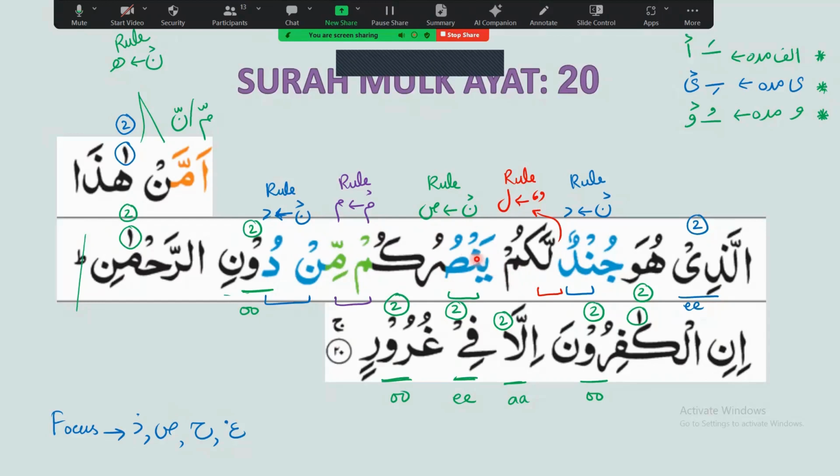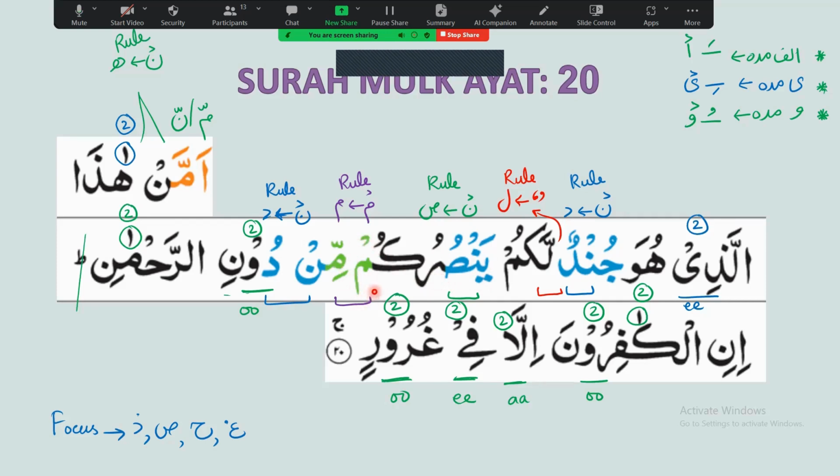I'm hiding this noon sound and saying yansurukum. Also, I'm keeping the sound of sad letter heavy, right? This is a heavy letter. I'm saying su. I'm not saying su. My mouth is heavy when I say su. Yansurukum. Ra will be heavy as well because of dhamma on it. Rukum.